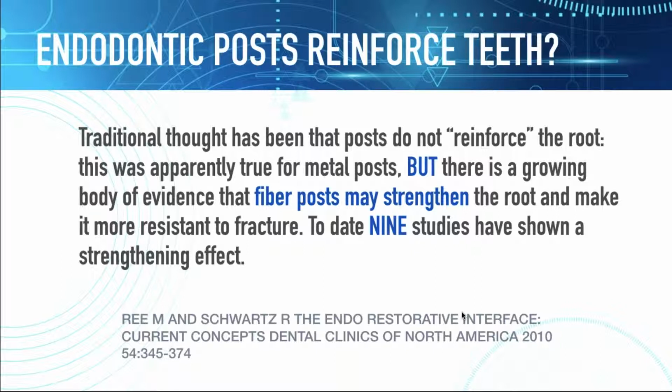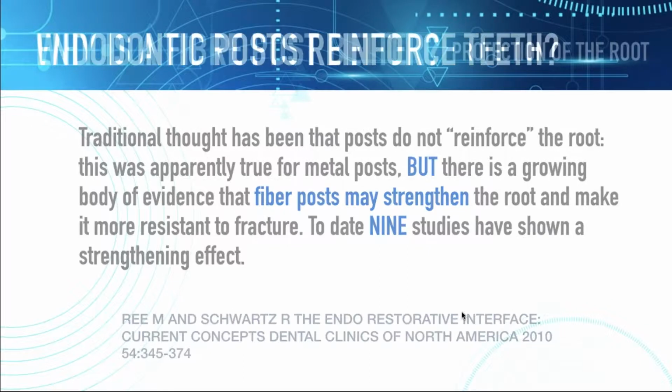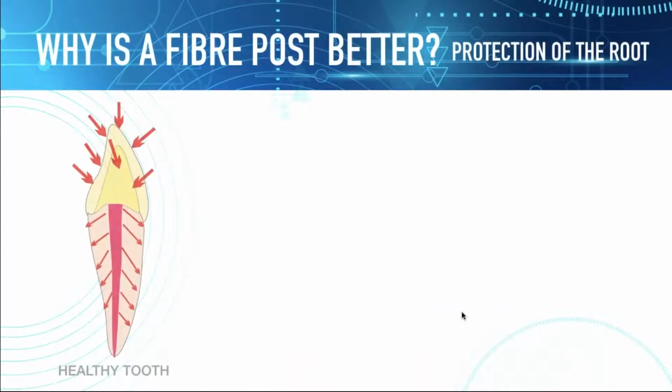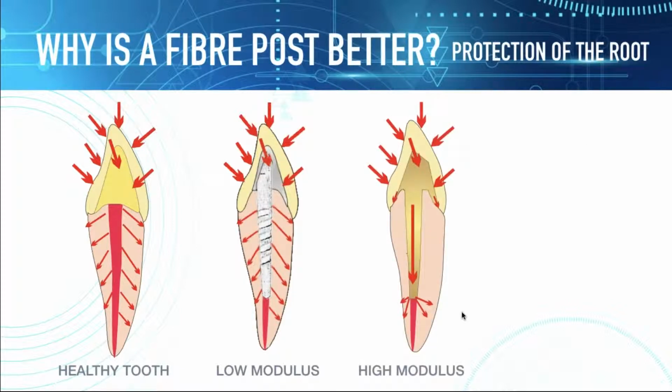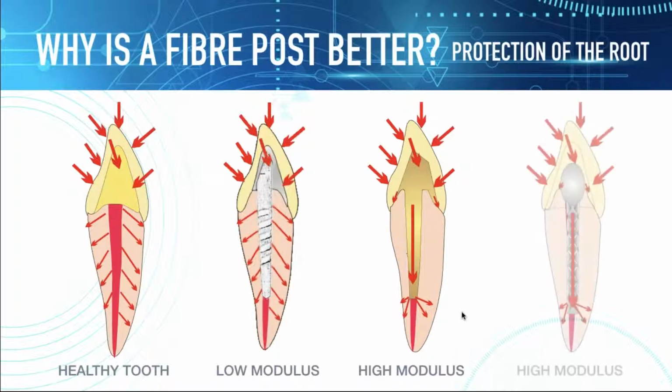posts may actually strengthen the root and make it more resistant to fracture. And why is a fiber post better? Well, it protects the root, and we know that it has a modulus of elasticity similar to dentin. So the forces of occlusion, any traumatic event that occurs on that tooth will be distributed more evenly over the length of the root, rather than something like a cast post or a prefabricated metal post, which has a high modulus of elasticity, where the forces of occlusion and trauma are often concentrated at the base of the post, at the tip of the post, where root fracture can occur.